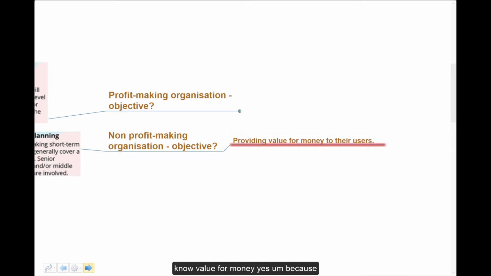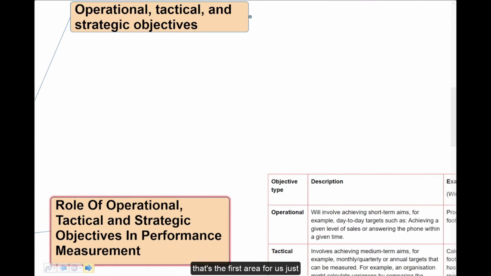So, value for money, yes, because value for money really means, if you're getting donations from you, me, or another, then what we want is value for money. But we also want to help, in effect, the disadvantaged. So that's an objective as well. Okay? So that's the first area for us, just understanding the different areas.